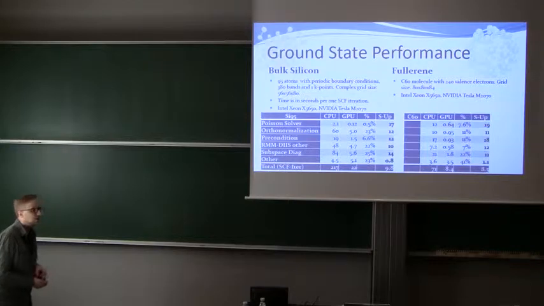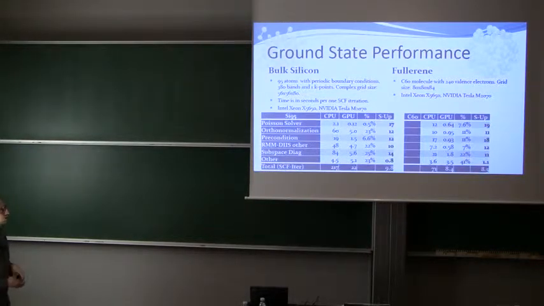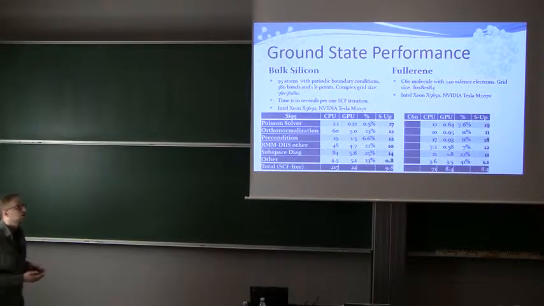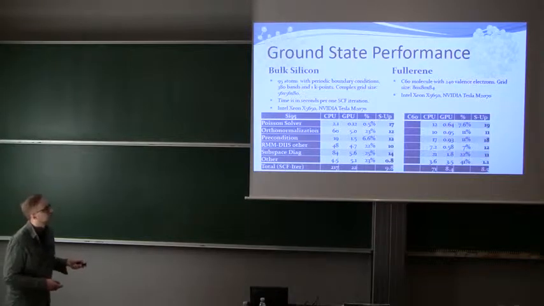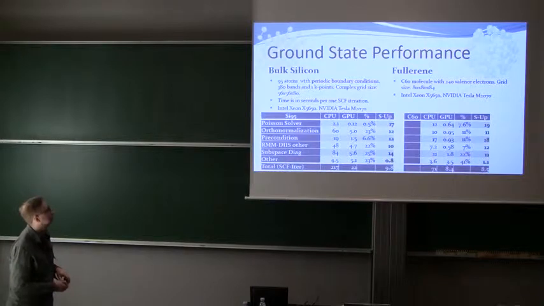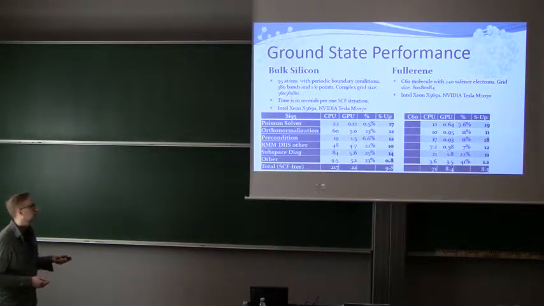You can calculate using a single GPU card. So here you can see the speeds for individual parts of the code, and then the overall speedup, which is for the silicon case around 10, and for the fullerene case about 8.5. And the time is in seconds per one SCF iteration.